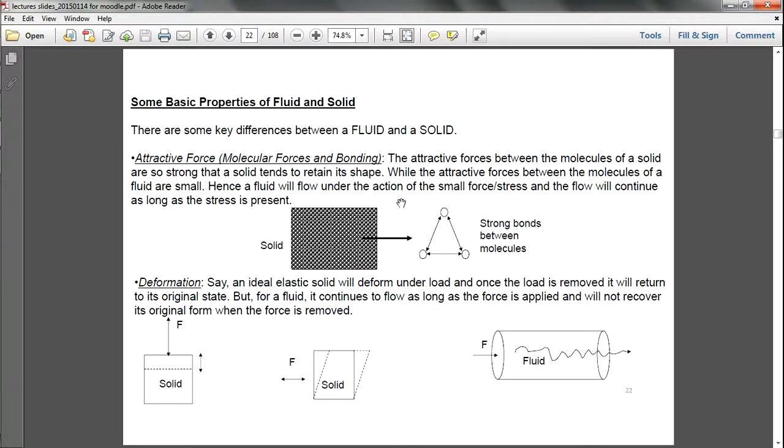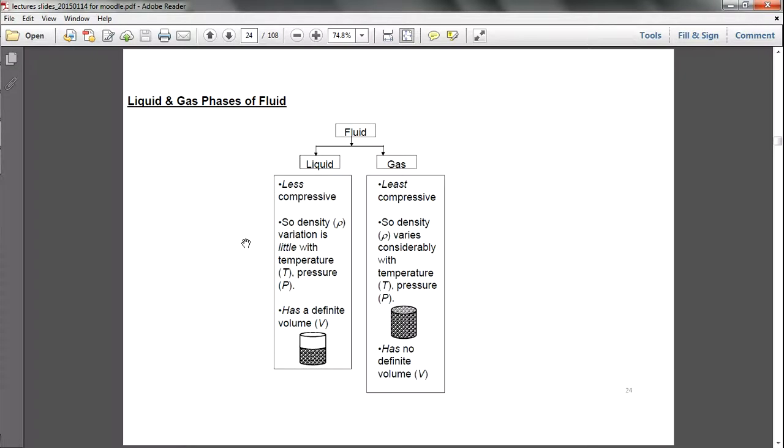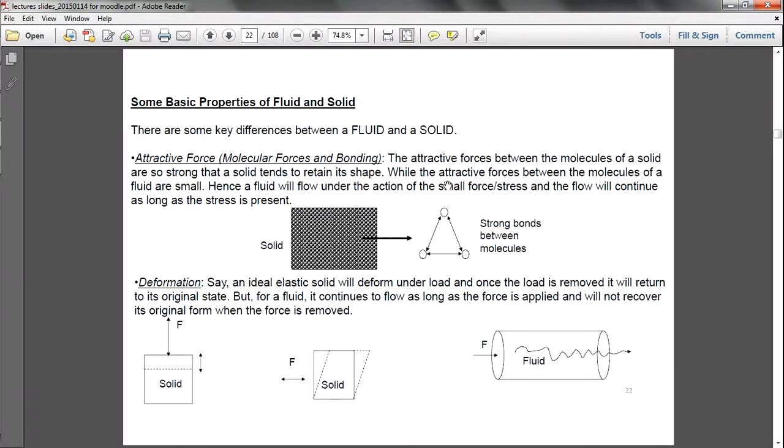Okay, for this topic, just to let you know, the differences between fluid and solid are three things: attractive force, deformation, and the shear stress itself. They behave differently. For attractive force, the attractive force for the solid holds together so strongly. If you try to push it, it retains its shape. But for fluid, the bond is weaker than solid. Therefore, when you give it a push, the fluid will start to flow and continue to flow.